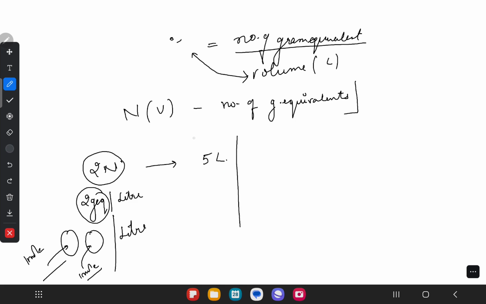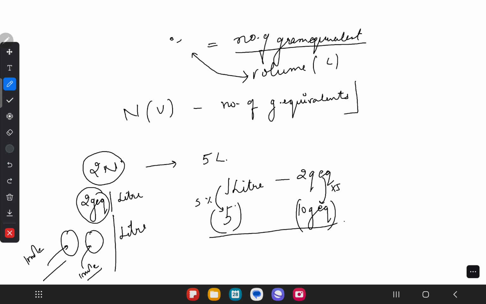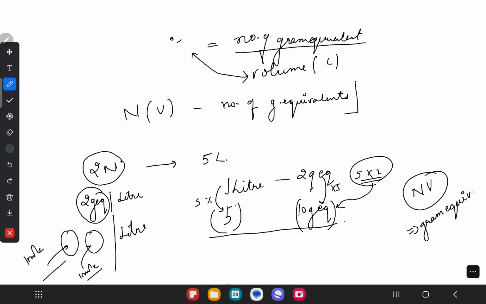So how many total packets do we have in 5 liters? Every liter we have 2 gram equivalents. So in 5 liters, I multiply this by 5, so I will have 10 gram equivalents. I am basically multiplying 5 times 2, which is nothing but 10. So normality times volume is going to be gram equivalents. Are you understanding my point or not? Yes. Any doubts in this?